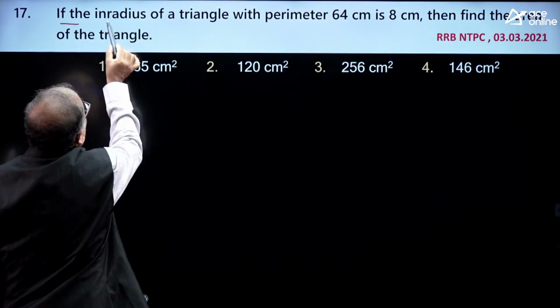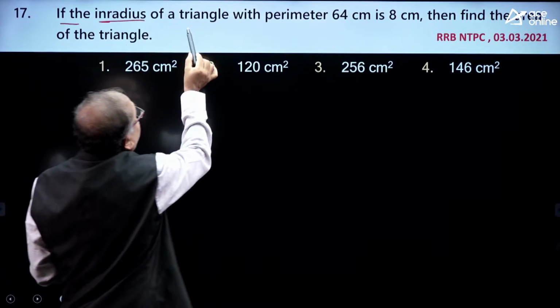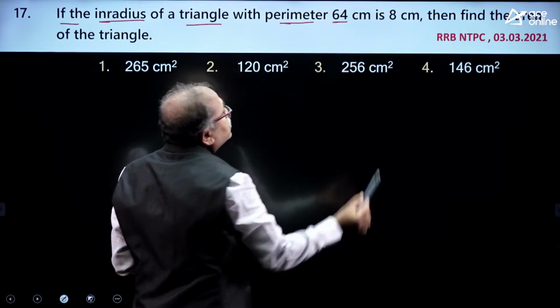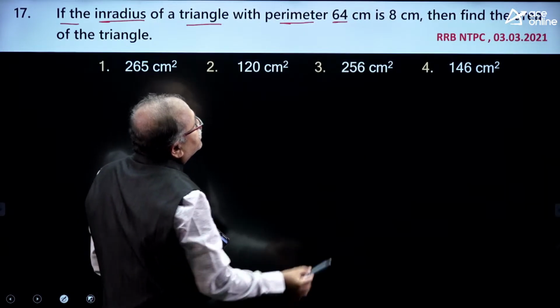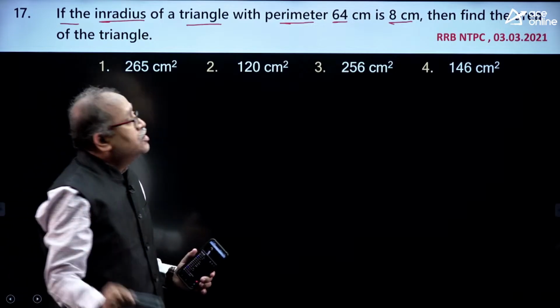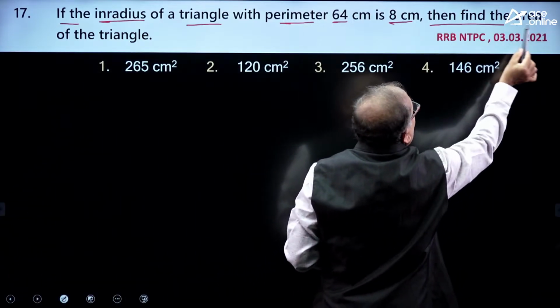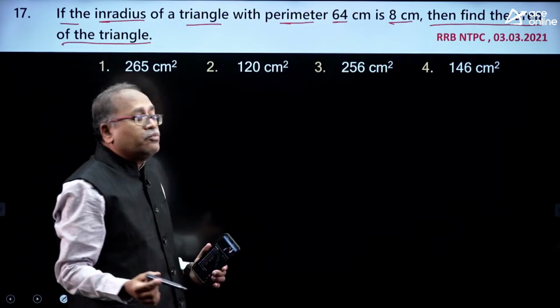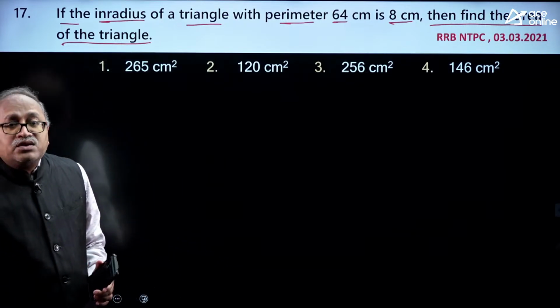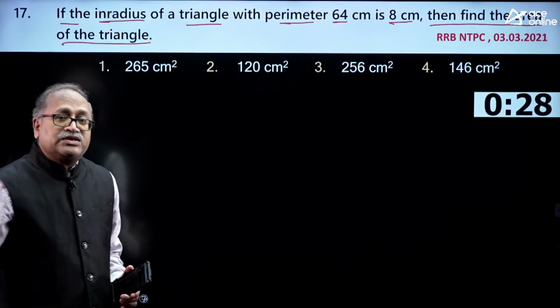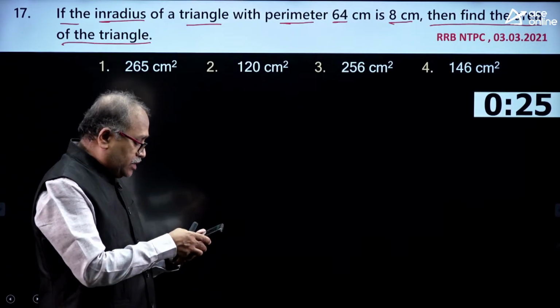Now, if the in radius of a triangle with a perimeter of 64 centimeter is 8, the in radius is given to us. Then find the area of the triangle. If you know the formula, it is okay, or else you will come to know. If you already know, it is a revision. Come on, answer the question.